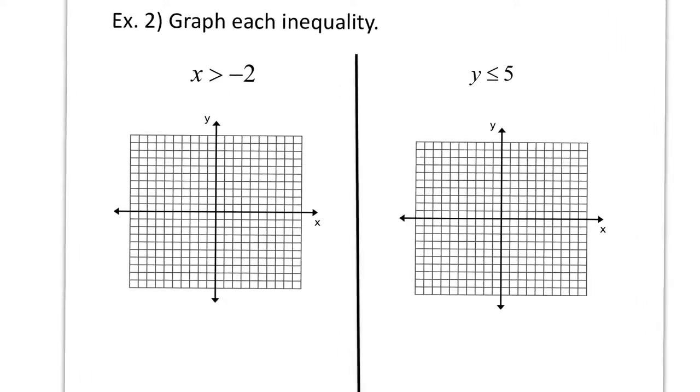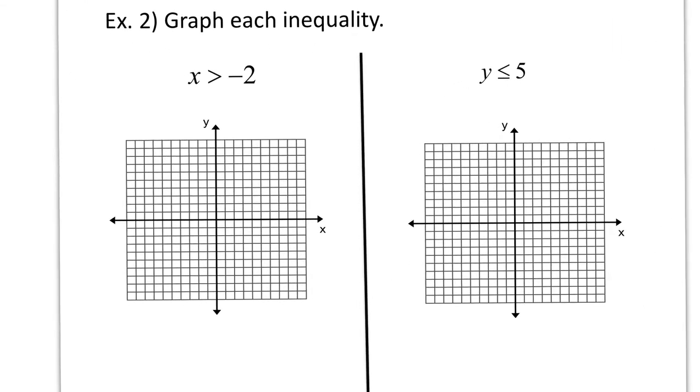And right now, I'm just using one variable. We have x is greater than negative 2, and we have y is less than or equal to 5. Now, you have to remember what to do when you have to graph a line where there's no y, there's only an x. So just remember, this x by itself is going to be vertical. So you guys will have a vertical line crossing the negative 2 on the x-axis.